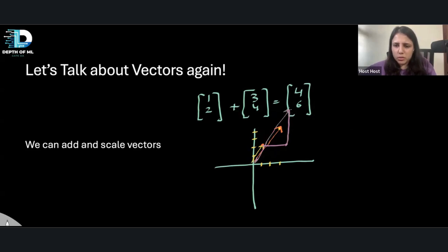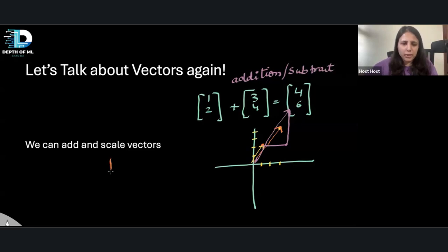This is what I told you about yesterday. This is addition of vectors. Addition or subtraction: if you just do a minus, it is like adding the negative vector. So we can add or subtract these vectors. Also, we can scale them. If this is my vector plane and this is my vector, say U, and I say 2 of U, then on the same line I get double the magnitude, but the direction remains the same.